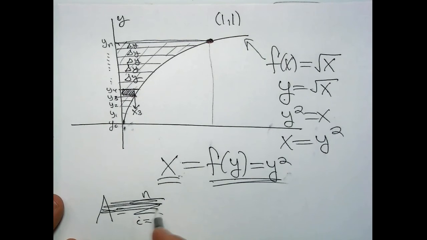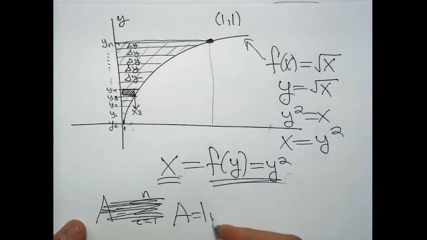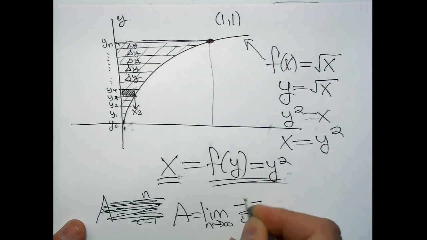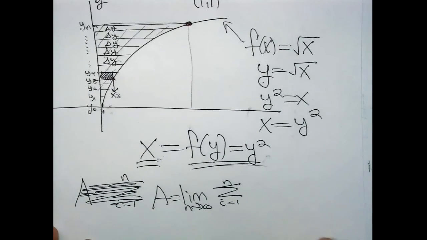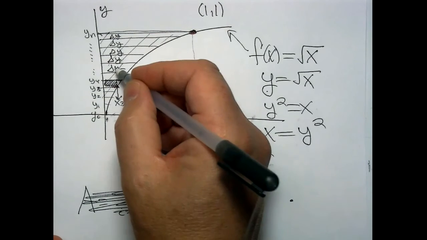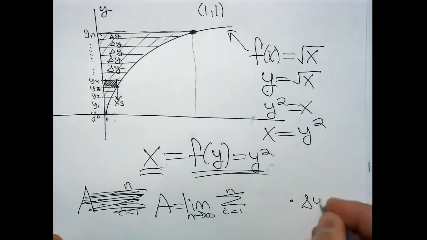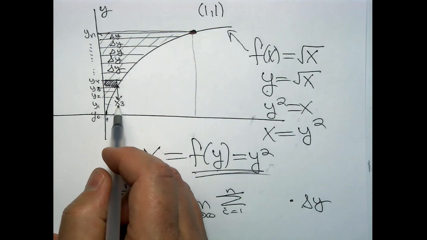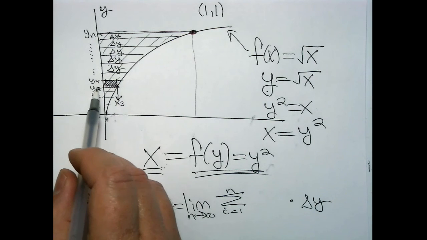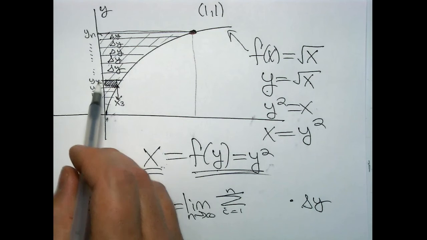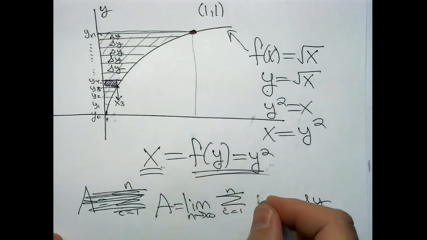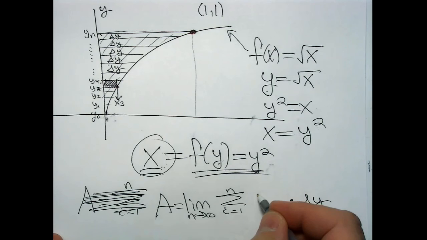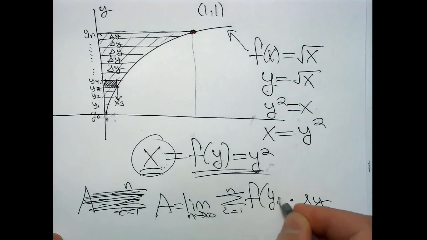Oops, I missed my limit. Hold on. My area is the limit as n approaches infinity of the sum from i equals 1 to n, and let's see what we're going to do here. Each width is now delta y. Each height, well, it's not a height. It's an x value, okay? And how do you get your x value? By picking a y value and putting it into the function. That's how we get x values now. So we do f of y sub i, let's say.